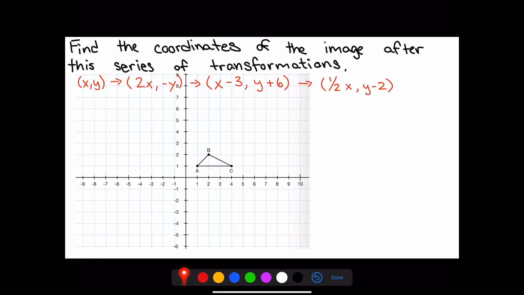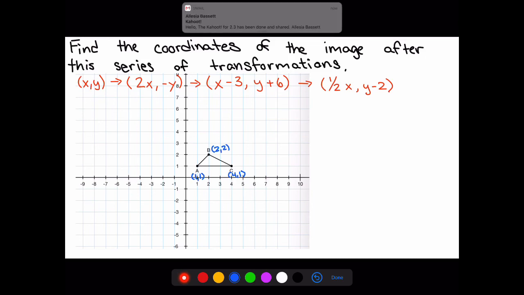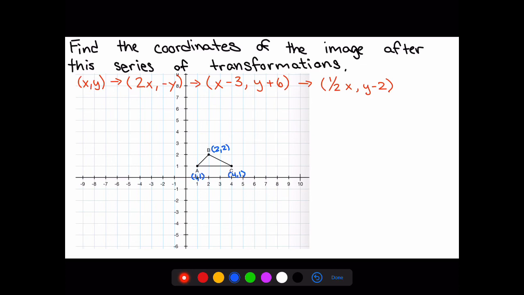All right. Find the coordinates of the image after this series of transformations. So go ahead and pause the video if you need to, and then we'll work through it together. All right, so for this type of problem, I'm going to take each of my points and find and label them first. I can see A is at 1, 1, B is at 2, 2, and C is at 4, 1. From there, I'm going to label those underneath: A, which is 1, 1, B, which is 2, 2, and C, which is 4, 1.